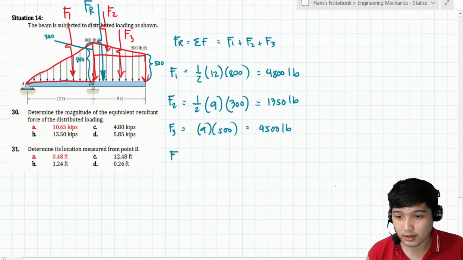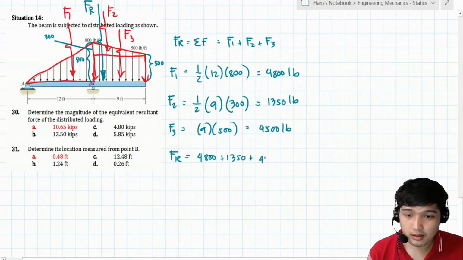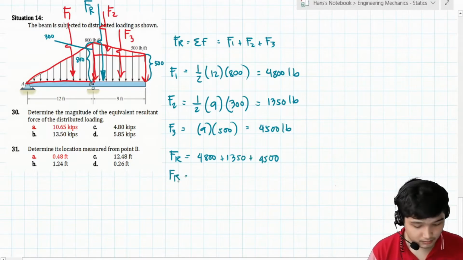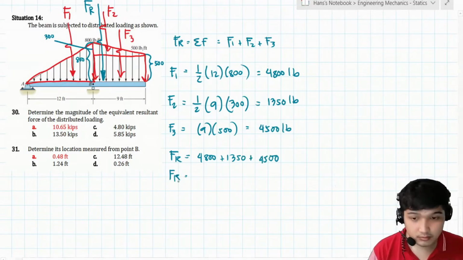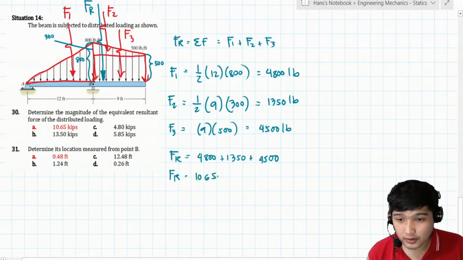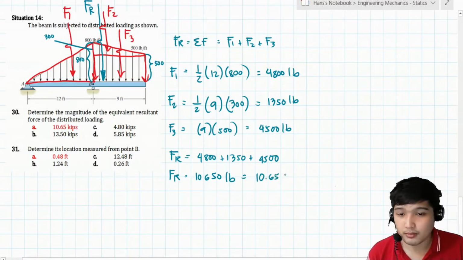So, ayan, to solve for FR, summation lang yan. 4,8 plus 1,350 plus 4,5. Ilan na yan, class? So, sagot, 10,650 pounds, no? In kilopounds, so divide mo lang ng 1,000, so that is equal sa 10.65 kilo pounds or kips.